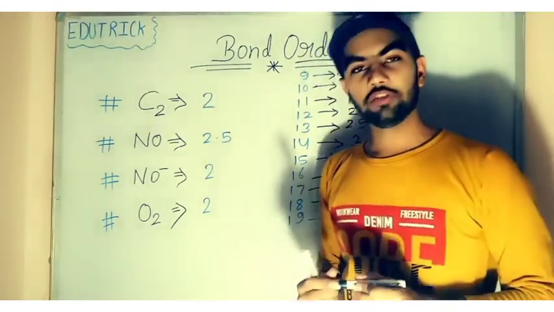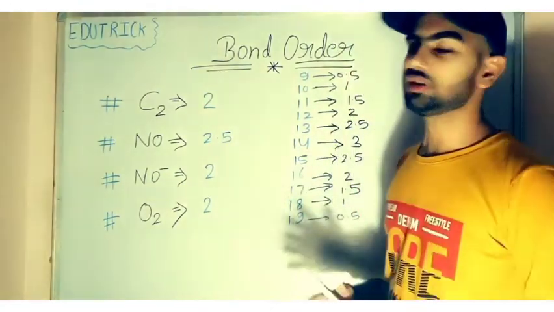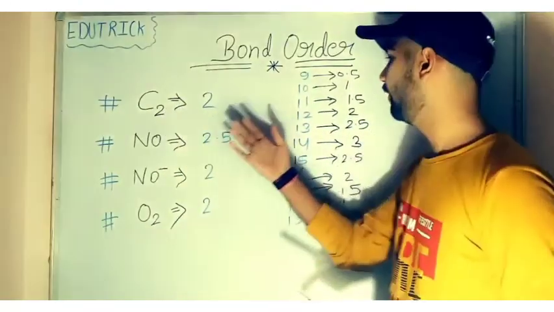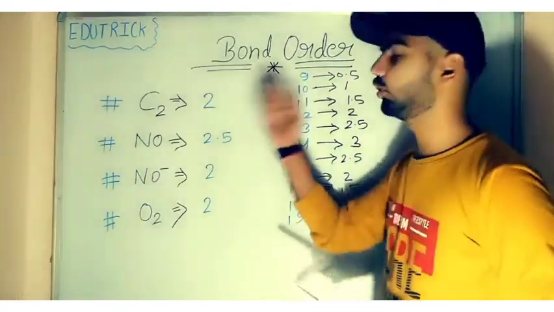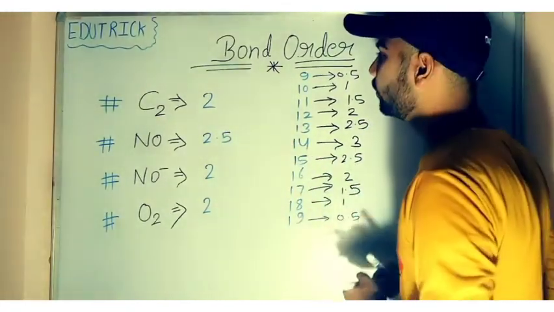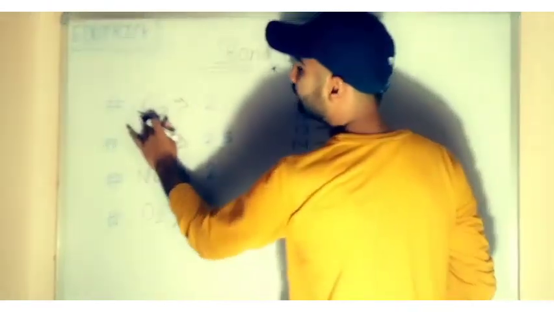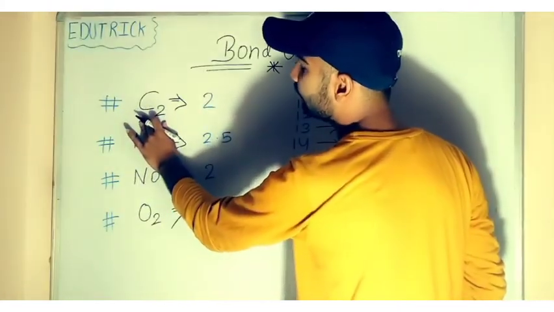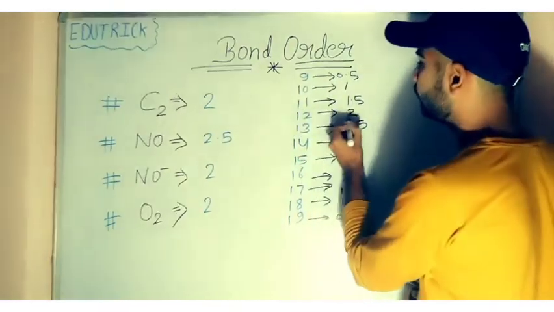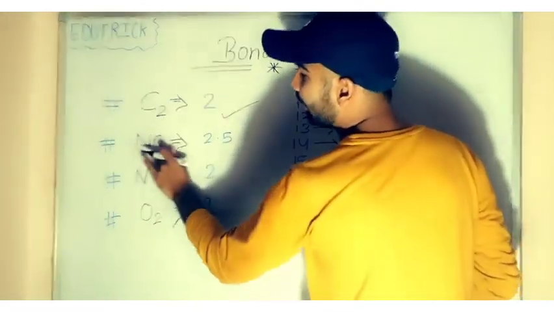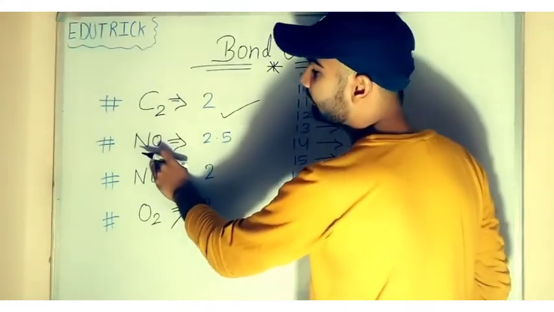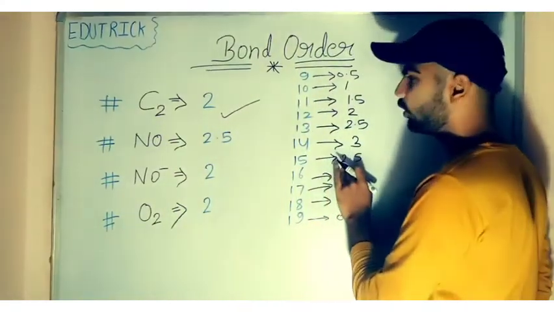So you have to just count the number of total electrons in the molecule and match it with these columns and write the bond order of these molecules. So in C2 we have 12 total electrons, so 12 stands for 2, so the bond order of C2 is 2. In NO the total number of electrons is 15 and 15 stands for 2.5, so the bond order of NO is 2.5.